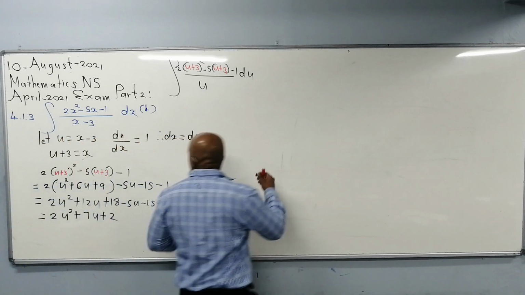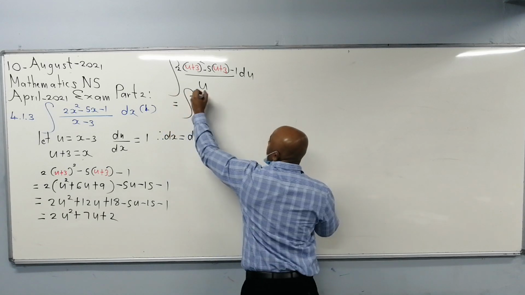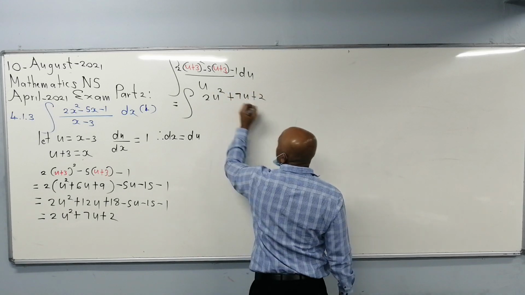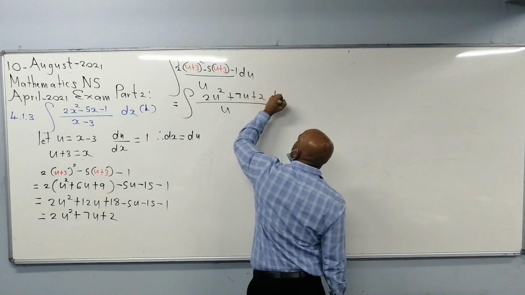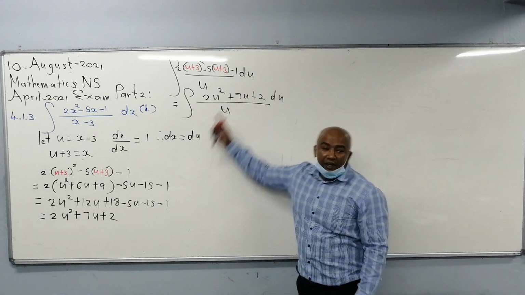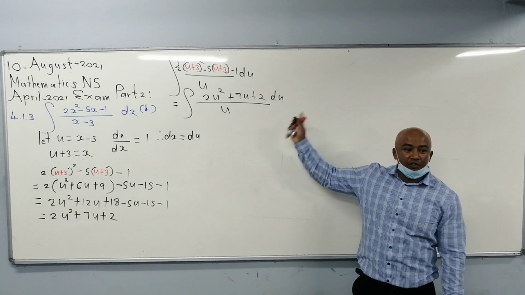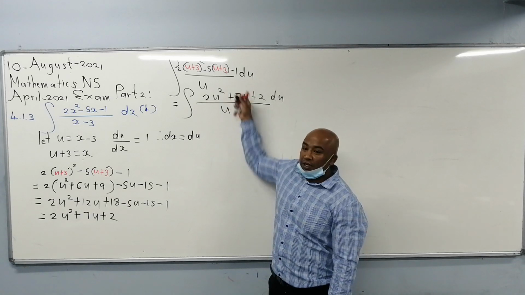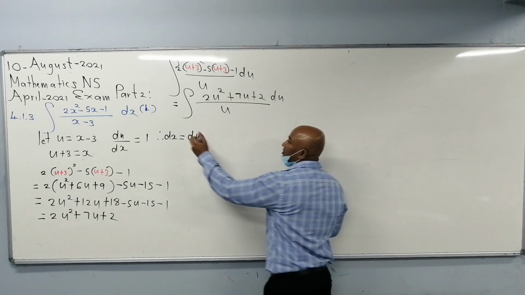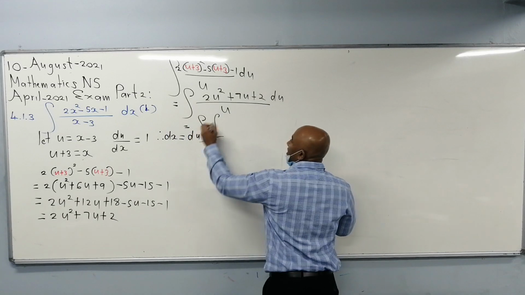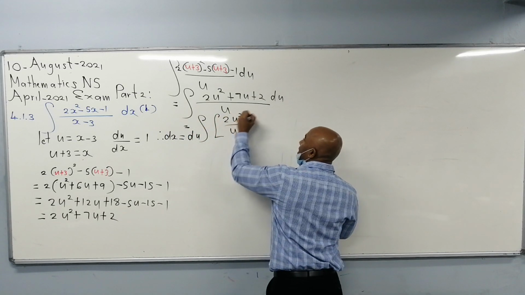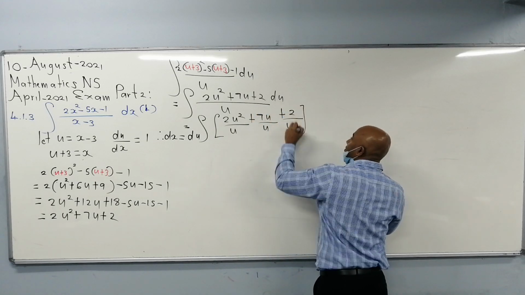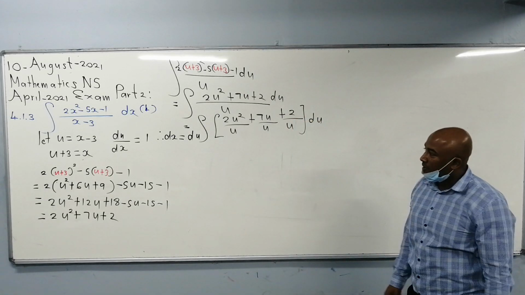Now let's transfer this information here. So I've got 2u squared plus 7u plus 2, all divided by u, du. Now this is like an M4 type of problem where we need to separate them into fractions because they are not in standard form. You cannot integrate the top and the bottom individually. You have to simplify first. So what do I mean? It's going to be 2u squared over u plus 7u over u plus 2 over u, du, integrating with respect to u.